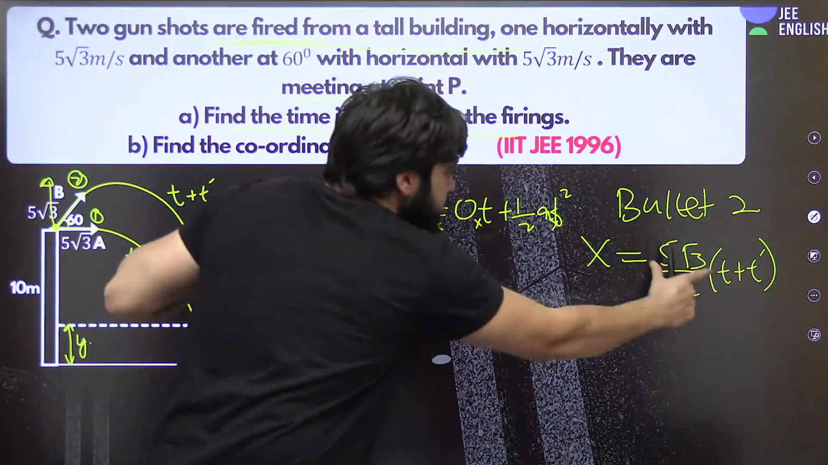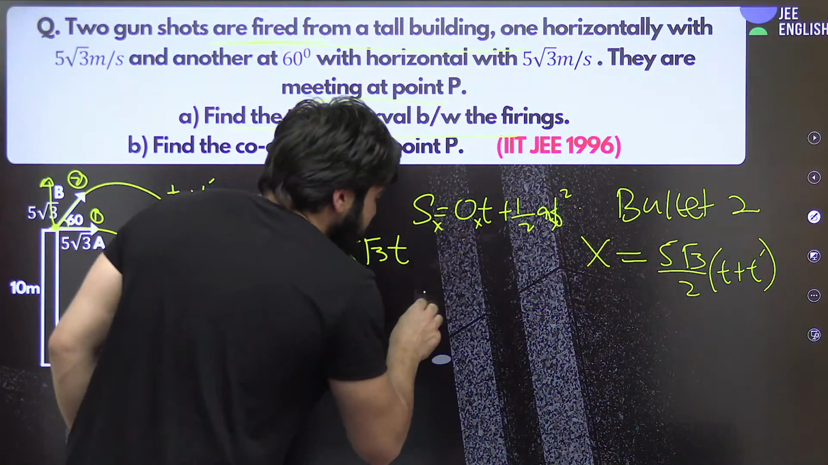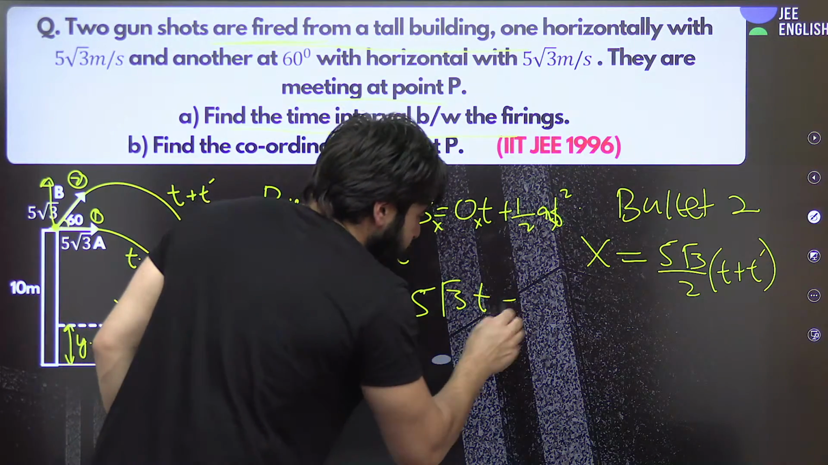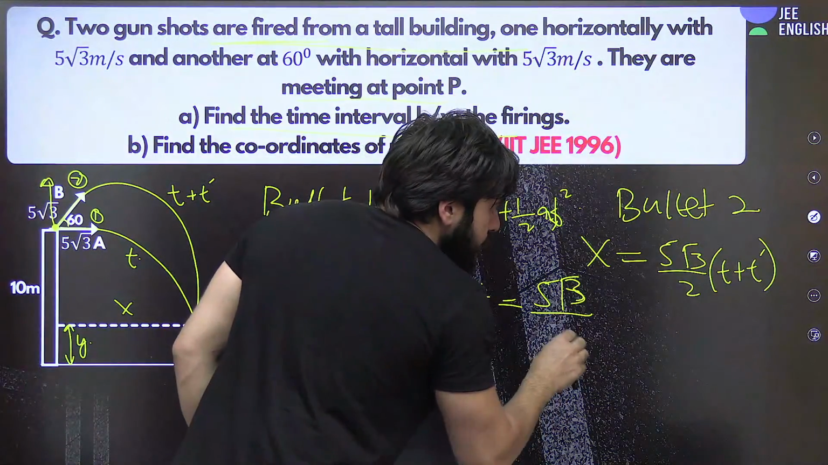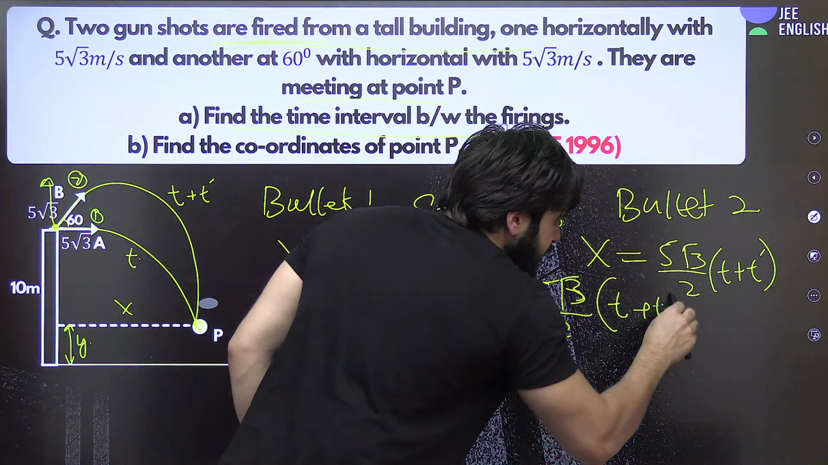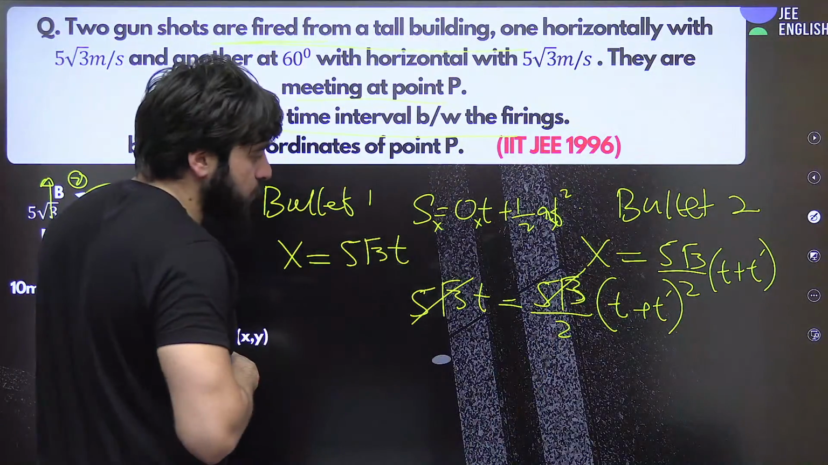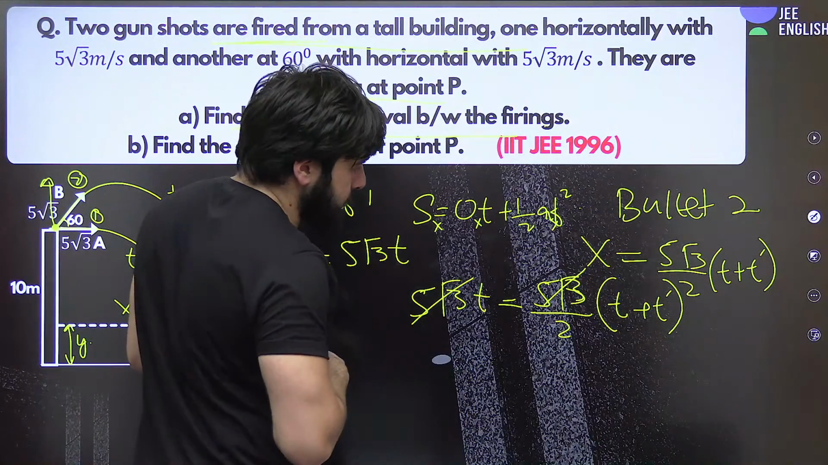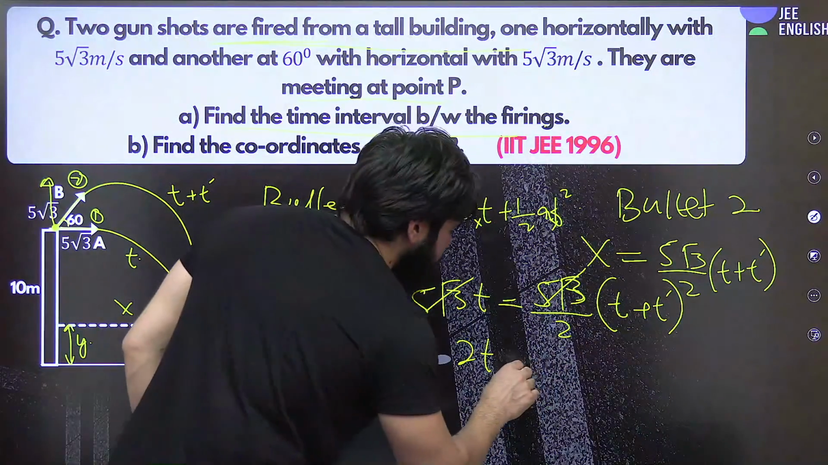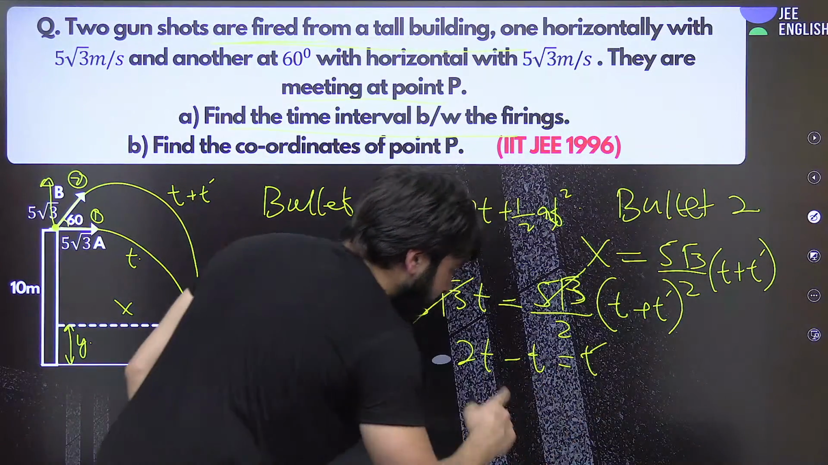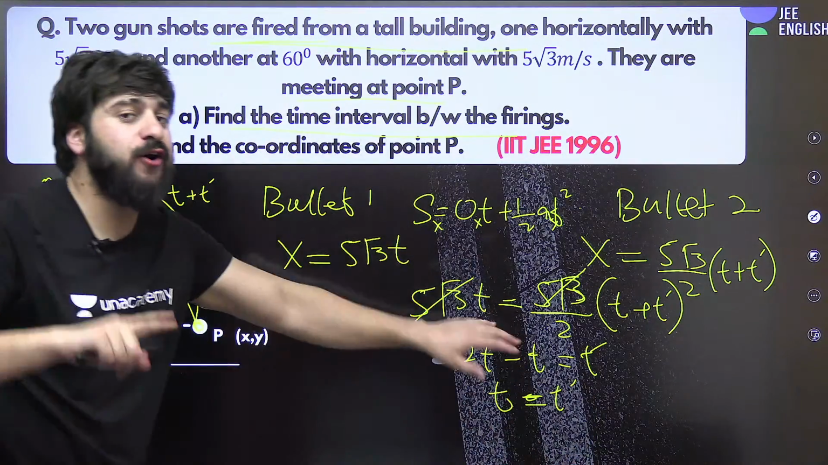Now, x is equal to this, x is equal to this. Can we put this x over here, because both are same 100%? So we can definitely write 5√3 into t is equal to 5√3 by 2 into t plus t dash. So this and this will exactly cancel over here. This will be 2t, this 2t, and this t will come over here, that is minus t is equal to this t dash. 2t minus t, so t is equal to t dash. So we got the first relation.